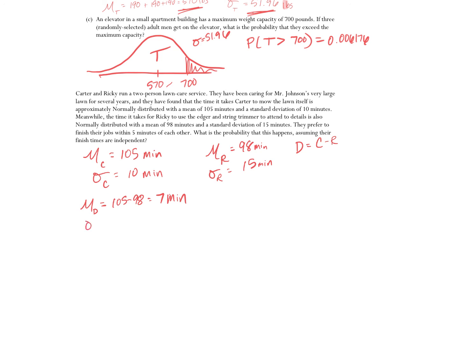What is the standard deviation? And when I say what is it, tell me how to find it. Don't tell me what the answer is. Wouldn't it be the standard deviation of D? Why is it Carter? It's D. 10 squared plus 15 squared. 100 plus 225 is 325, so the square root is going to be 18.03.